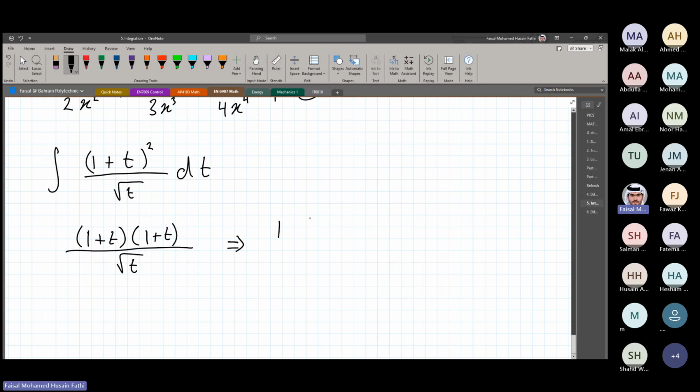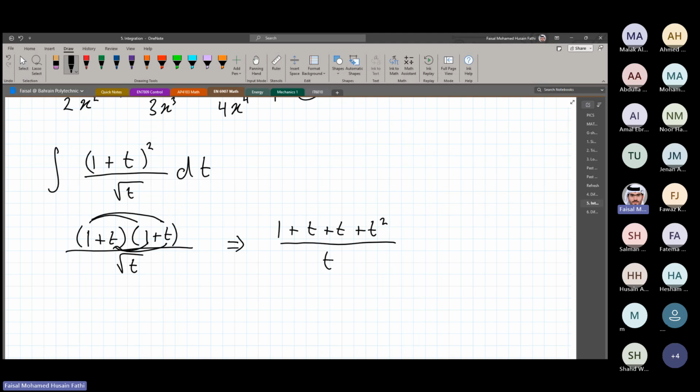We're just going to distribute. So 1 into 1 plus, 1 into 1, 1 into t, t into 1, t into t. So 1 plus t plus t, which is 1 times t and 1 times t, plus t squared, over square root t, which is t to the power of half. Remember, when we're integrating or differentiating, always put it in exponential form to simplify things. So this is, in other words, t squared plus 2t plus 1 over t to the power of half.